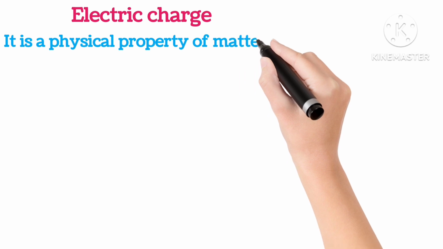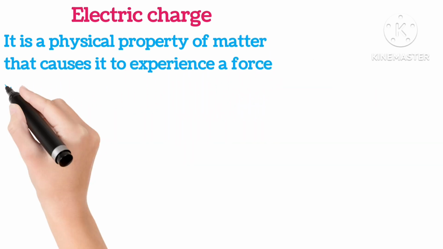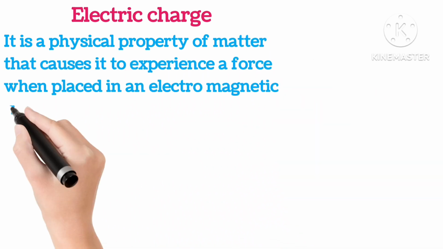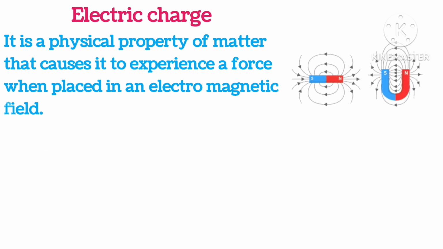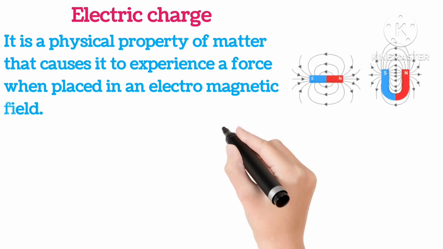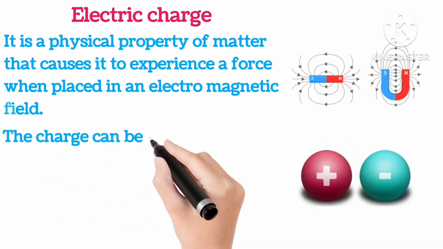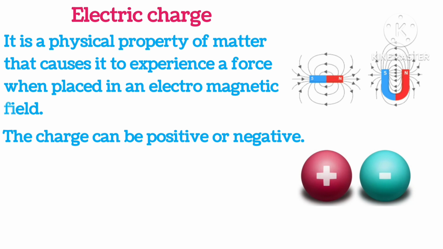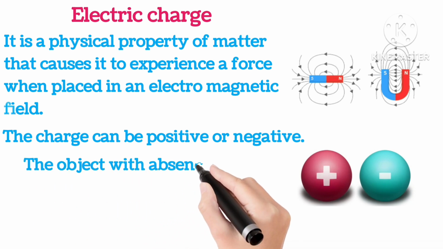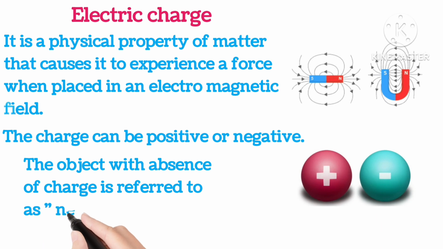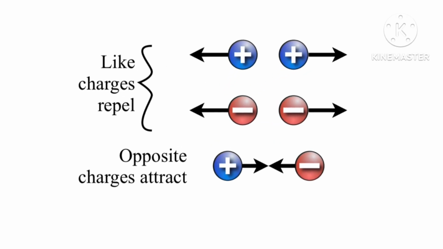Electric charge. It is a physical property of matter that causes it to experience a force when placed in an electromagnetic field, as you can see in the picture. The charge can be positive or negative. The object with the absence of charge is referred to as neutral. Like charges repel each other and opposite charges attract each other.